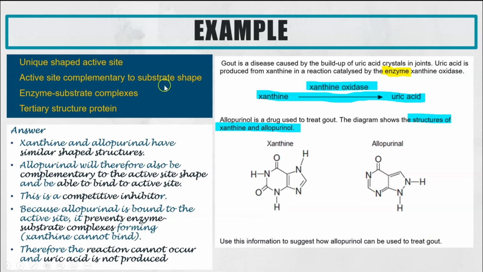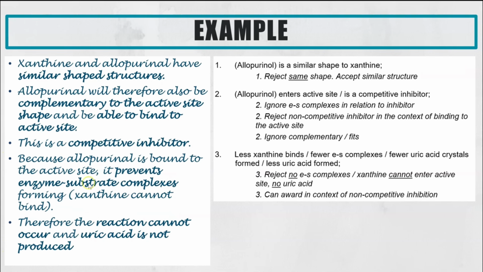So that's just one example to show you the stages that I would use, and it's all about your subject knowledge using those key words. So comparing this to the mark scheme, you can see I have included more information than is actually needed, but I would always do that to cover all bases. And the marks were pointing out it's a similar shape to xanthine, pointing out that it can bind to the active site or it's a competitive inhibitor. And then we can see this mark here, there's fewer enzyme substrate complexes.